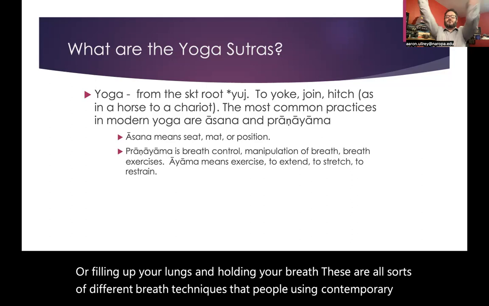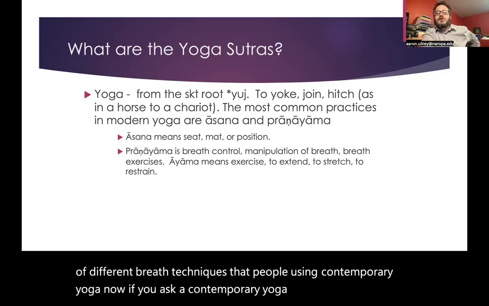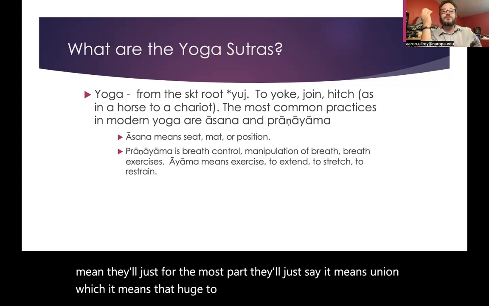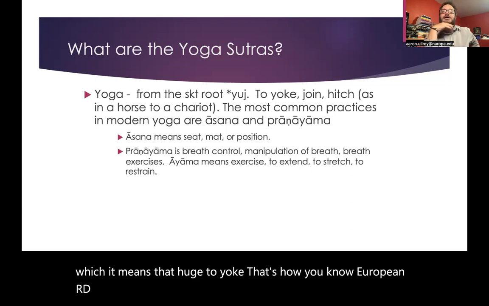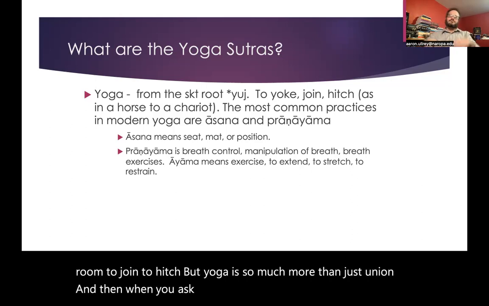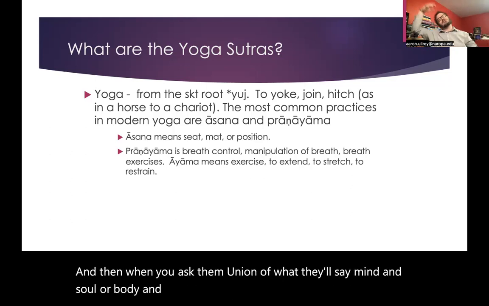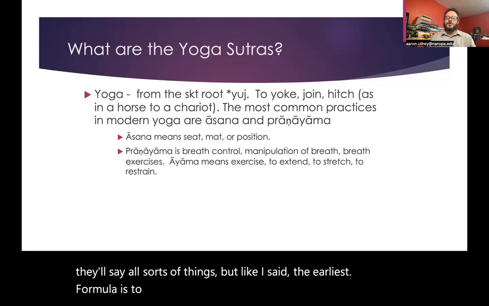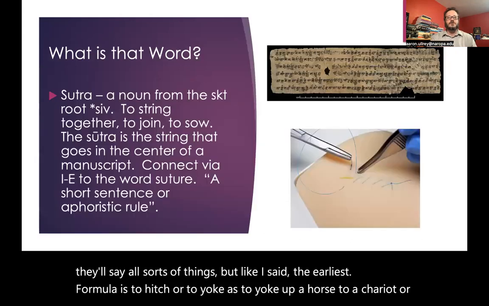Now, if you ask a contemporary yoga person what yoga means, for the most part they'll just say it means union, which it does mean, yuj, to yoke. That's our Indo-European root, to join, to hitch. But yoga is so much more than just union. And then when you ask them union of what, they'll say mind and soul, or body and spirit, man and God. They'll say all sorts of things. But like I said, the earliest form of yuj is to hitch, or to yoke, as in to yoke up a horse to a chariot or an ox to a cart.